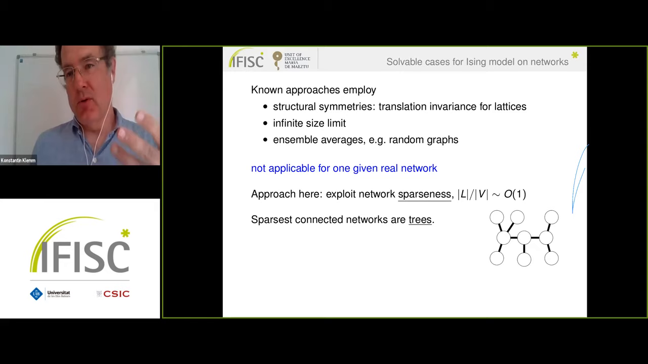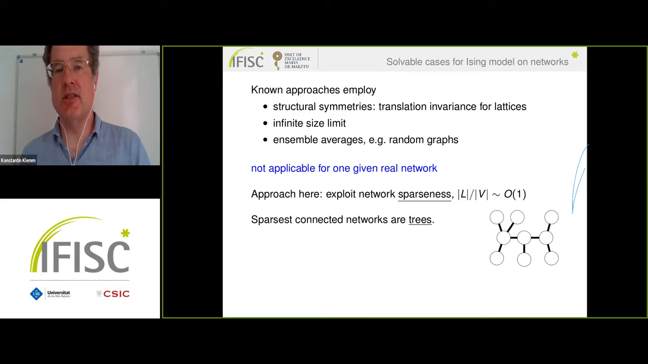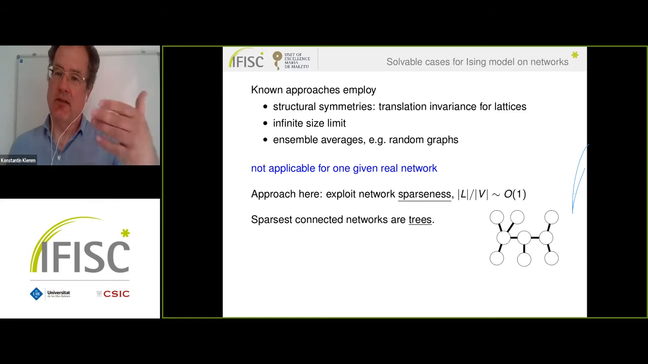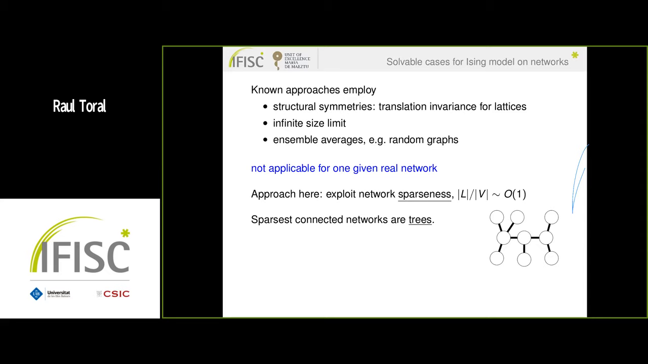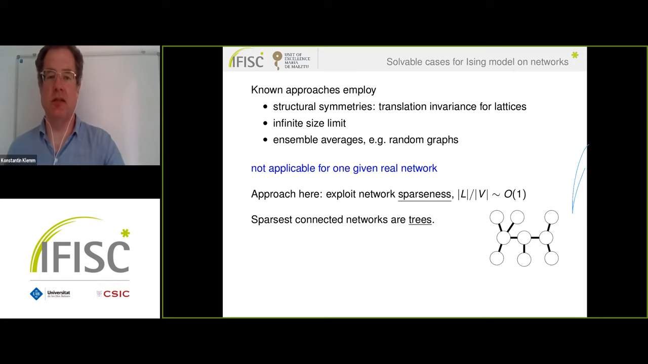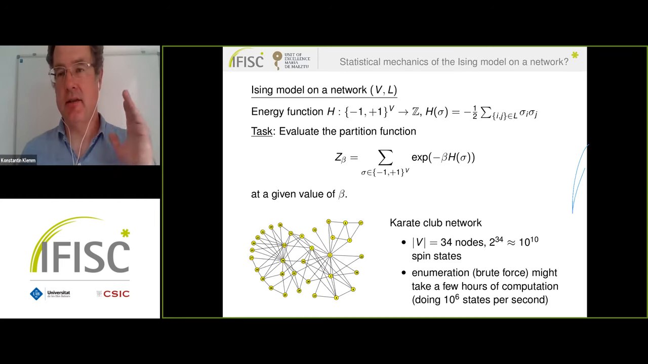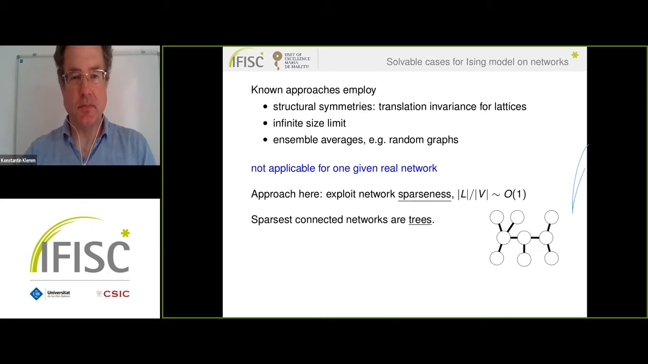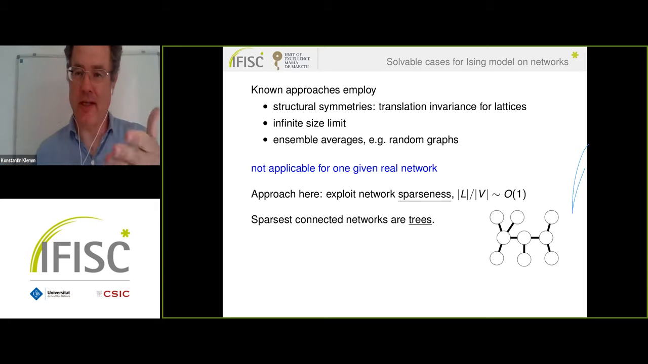Good. So the most standard approaches that you maybe learn first when you get started with the Ising model would be to exploit some structural symmetry. So for instance, when you have translation invariance on a lattice, think of a square lattice where we actually have an exact solution also. Then of course, taking an infinite size limit helps. And also taking ensemble averages, for instance, over a random graph ensemble, also makes things easier. But none of these three is actually applicable in our case, because we have one finite network, not part of an ensemble, and we can't take the thermodynamic limit of the karate club. So it's really just this network here. So we have to exploit something else if we don't want to fully enumerate the state space.